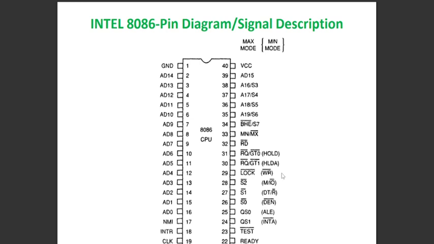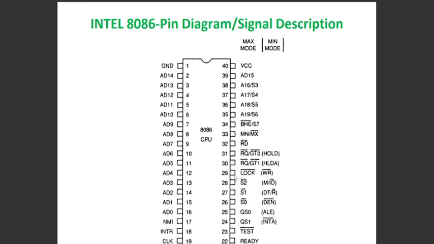And the next one is LOCK signal. The LOCK signal is at pin number 29. When the signal is active, it indicates to the other processors not to ask the CPU to leave the system bus. It is activated using the LOCK prefix on any instruction and is available at pin number 29.